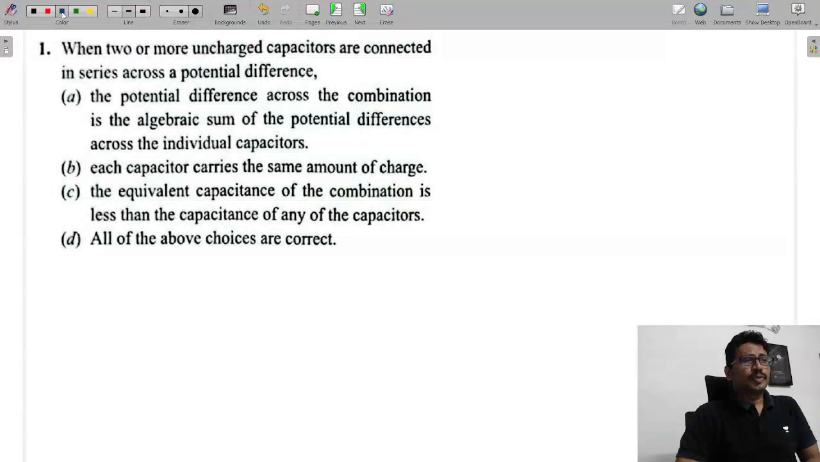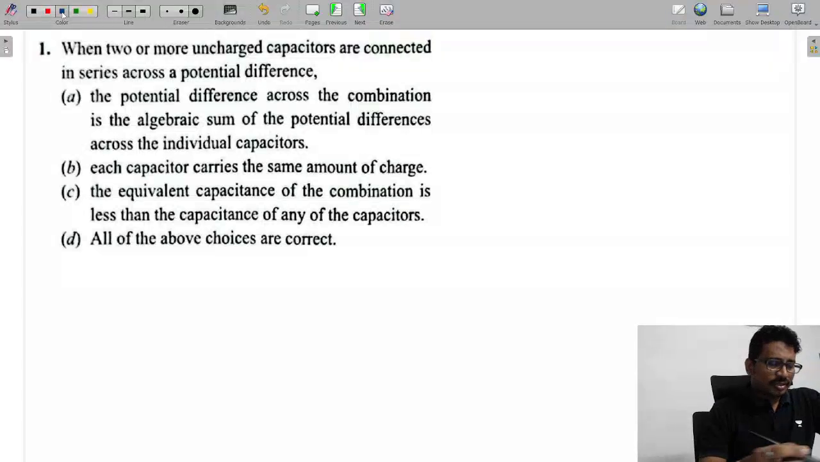आज हम कुछ प्रॉब्लम्स, कैपेसिटेंस का प्रॉब्लम आज हम डिस्कस करने वाला. चलिए, let's start our discussion now here. Let's see one by one problems. Let's see the first problem.